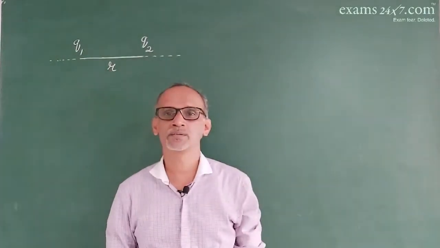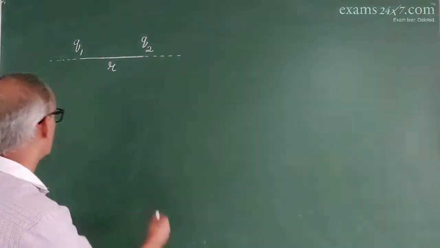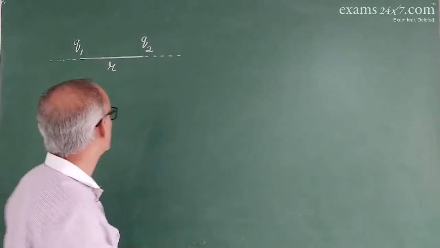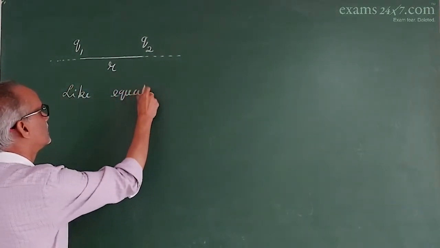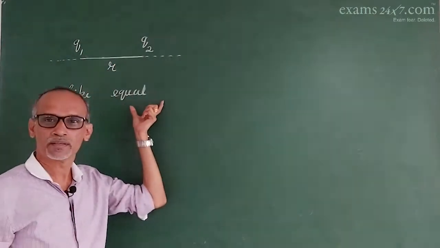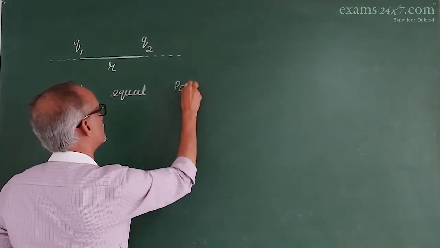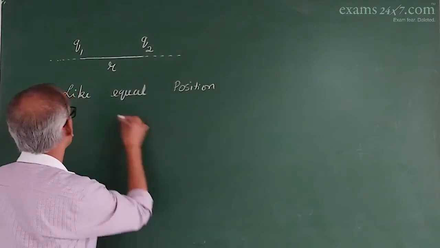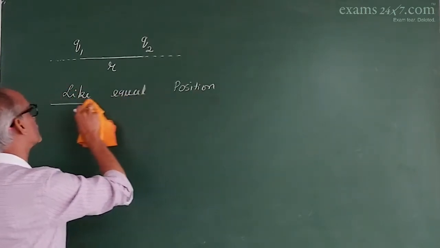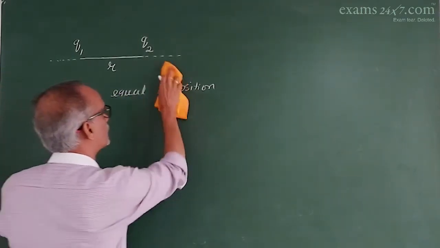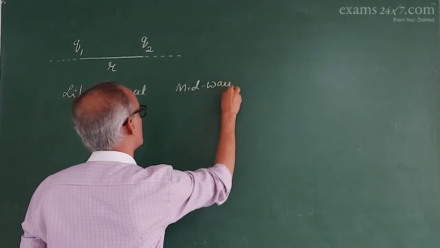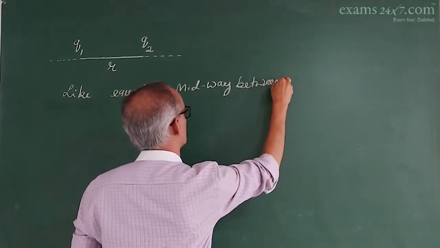When we consider system of two charges Q1 and Q2, if the charges are like charges and if they are of equal magnitude, that is Q1 equals Q2, then the position of the null point will be exactly midway between the two charges.